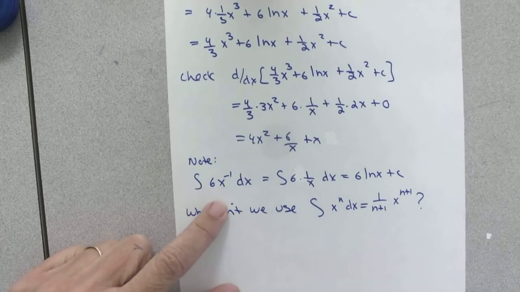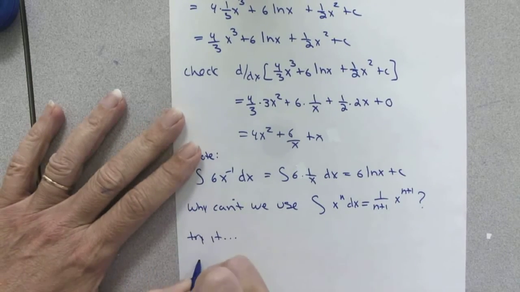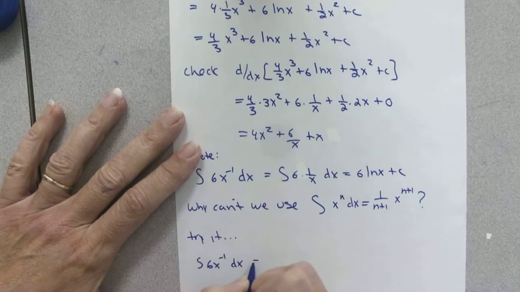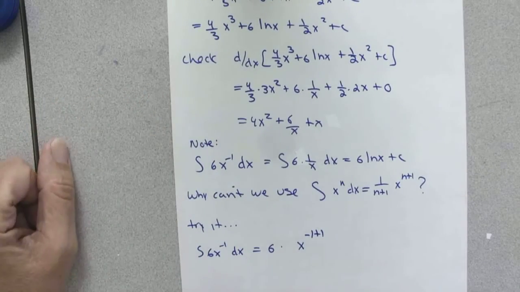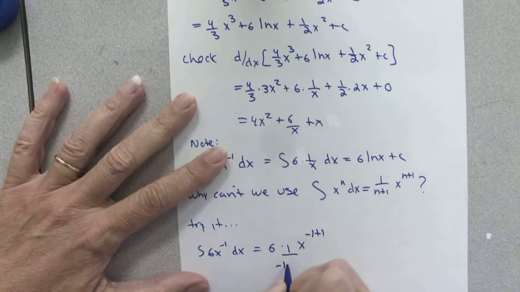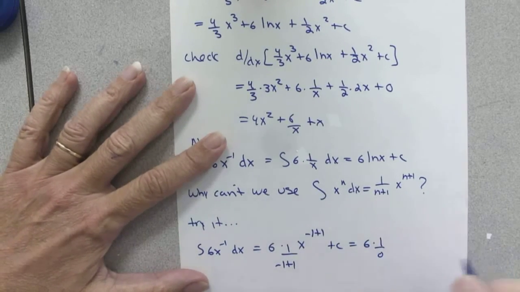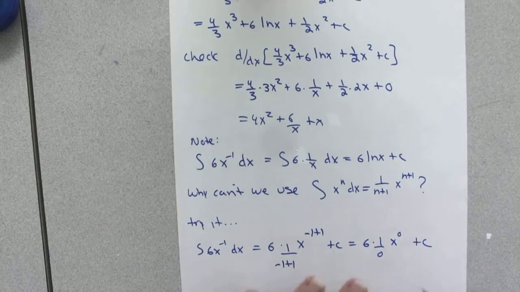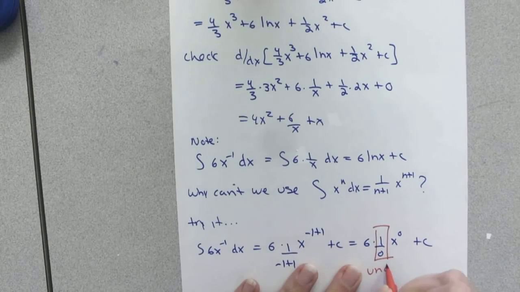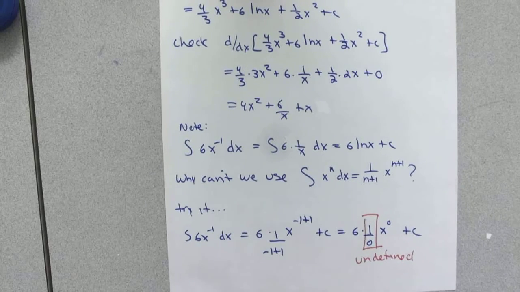There's one exponent that doesn't work. It doesn't work for this one. Now let's try it. So that 6 is just going to stay there. So I would increase the exponent by 1 and then multiply by the reciprocal of the new exponent. And so that would give me 6 times 1 over 0, x to the 0 plus c. And there's the huge problem. That's undefined, and there's why we can't use it. That rule's just not going to work when my exponent's negative 1.